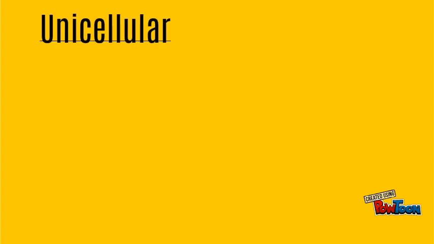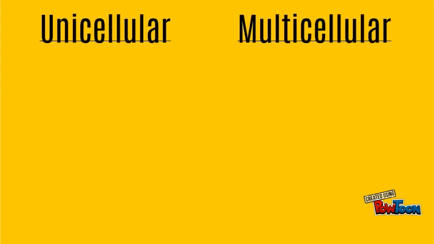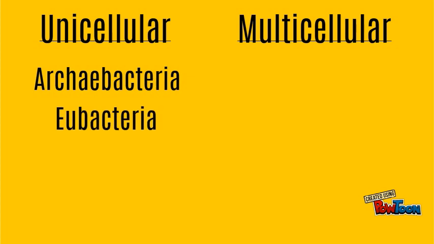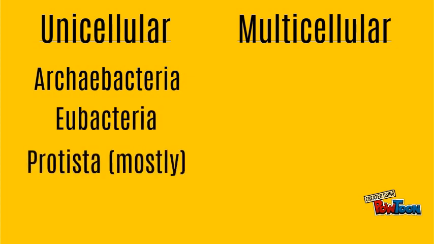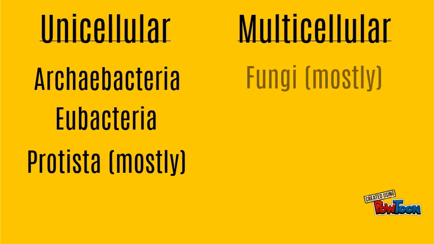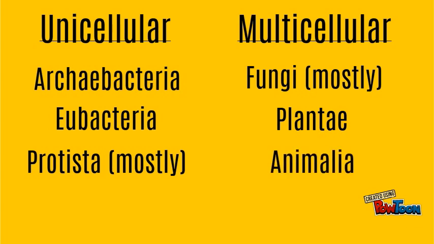As you've already learned, organisms can be unicellular or multicellular. Archaebacteria and Eubacteria are unicellular, Protista are mostly unicellular, fungi are mostly multicellular, and plantae and Animalia are multicellular.